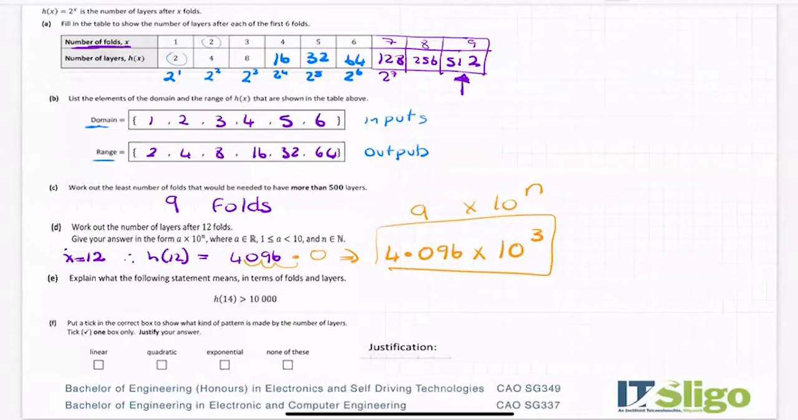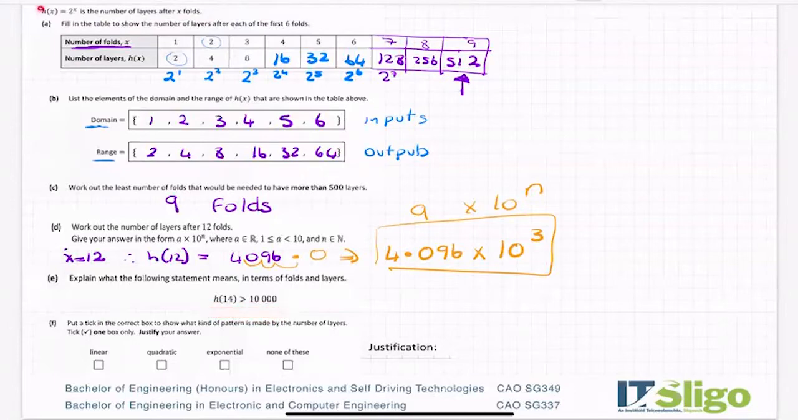So they want to know, do you understand what was meant up here? Do you understand what's meant by folds and layers for this particular question? And it's up here. 2 to the power of x is the number of layers after x folds. So just read the statement and see, can you put English on the maths language?